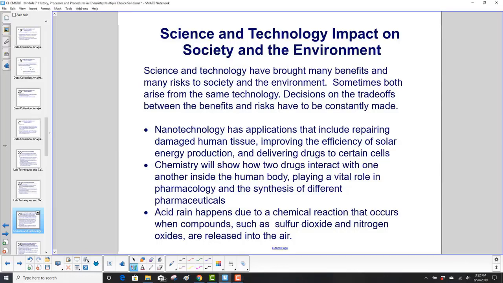Let's look at some big hitters here. Nanotechnology. That is applications that include repairing damaged human tissue, improving the efficiency of solar energy production, and delivering drugs to certain cells. Chemistry shows how 2 drugs interact with one another inside the human body, and it plays a vital role in pharmacology and the synthesis of different pharmaceuticals or drugs. Now, here's a downside. Acid rain happens due to a chemical reaction that occurs when compounds such as sulfur dioxide and nitrogen oxides are released into the air via various manufacturing processes.